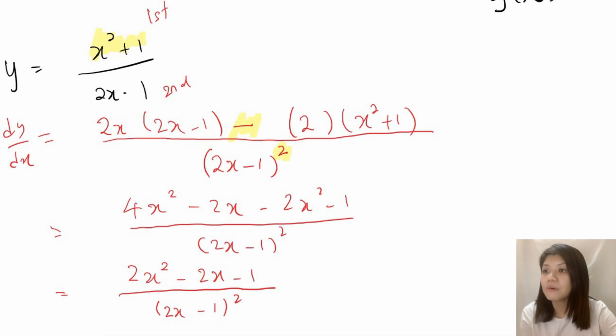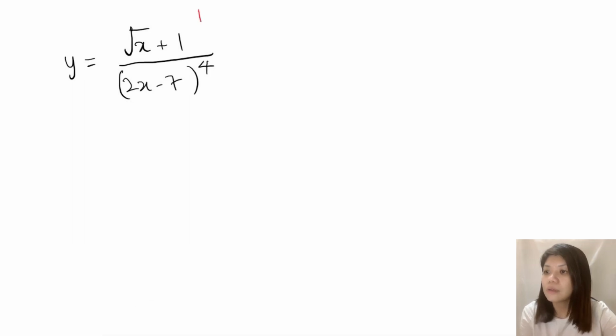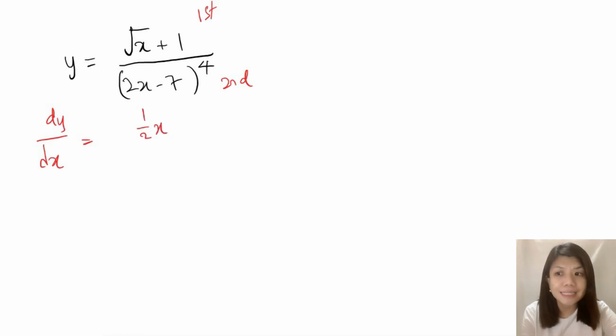We can have one more example. Let's bring in square root of x over 2x minus 7 to the power of 4. How do you find the quotient rule again? We differentiate the first part, multiply with the second part, minus here is your main star.